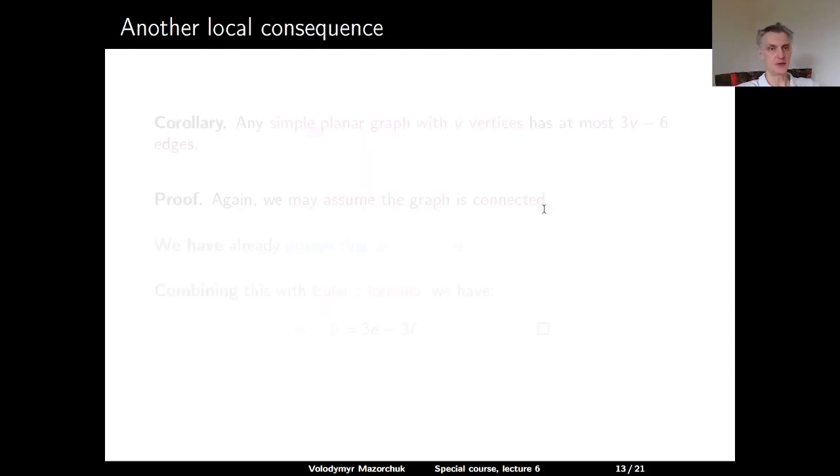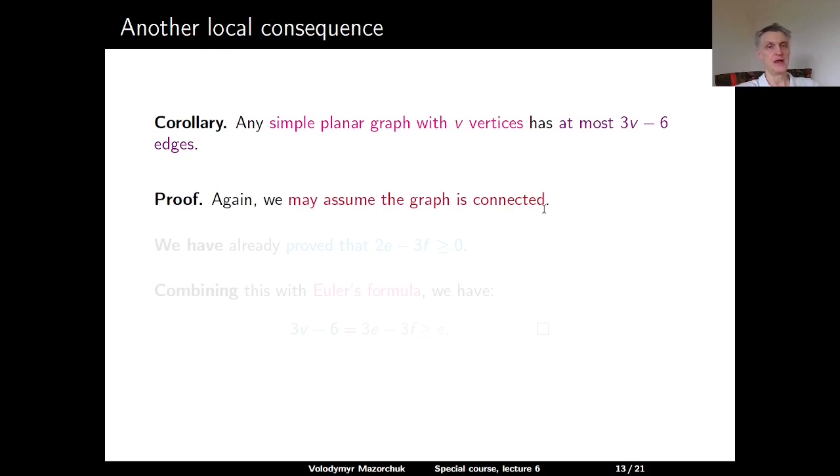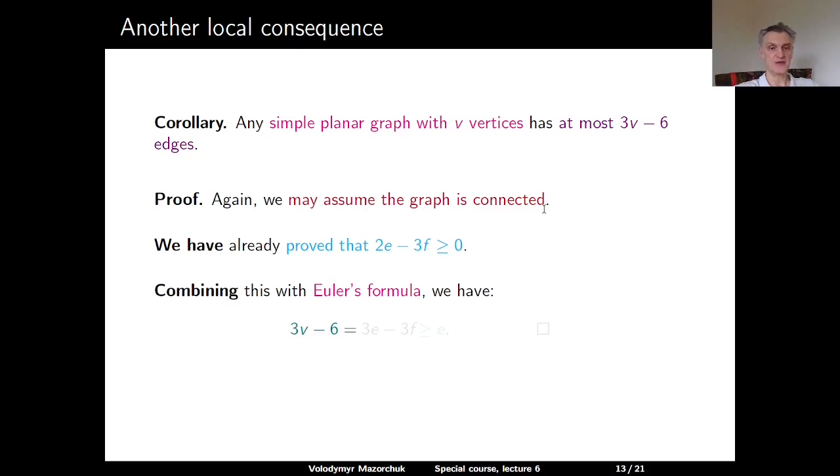Here is yet another local consequence of Euler's formula. Corollary: any simple planar graph with v vertices has at most 3v minus 6 edges. Proof: again, we may assume that the graph is connected, and we have already proved on the previous slides that 2e minus 3f is greater than or equal to 0. Combining this with Euler's formula, we have that 3v minus 6 is equal to 3e minus 3f, and this is greater than or equal to e.